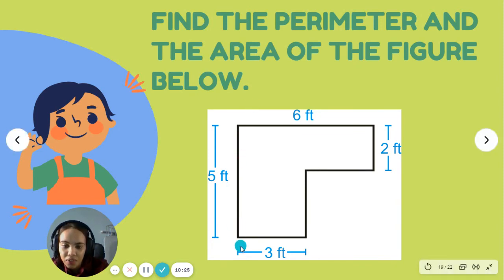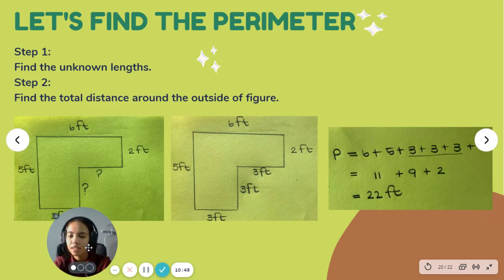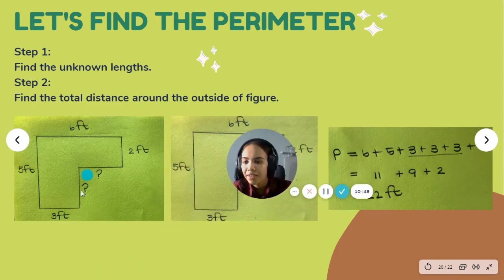So this here is 5, the bottom is 3, this one I don't know, this one I don't know, this one is 2, this one is 6. So you know that if I need to find perimeter, I have to know all the sides so I can plus them together. Okay, so step number 1. We're going to find these 2 lengths that I don't know because I need it to find the total distance. So 6 plus 5 plus 3, and then these 2 I don't know.